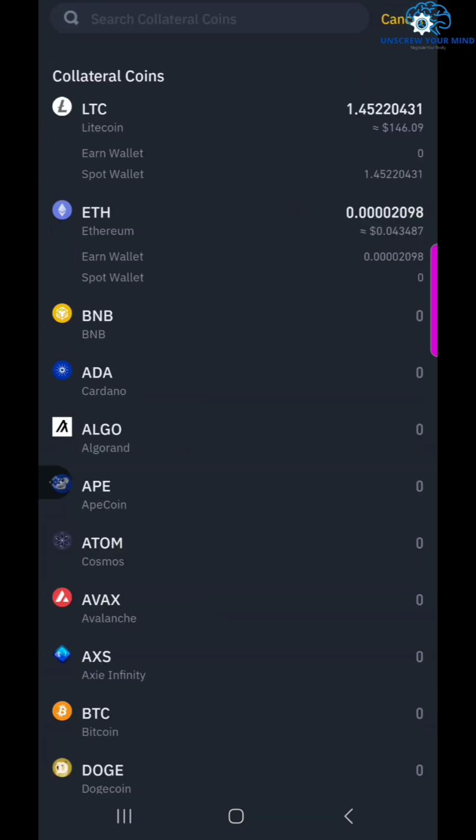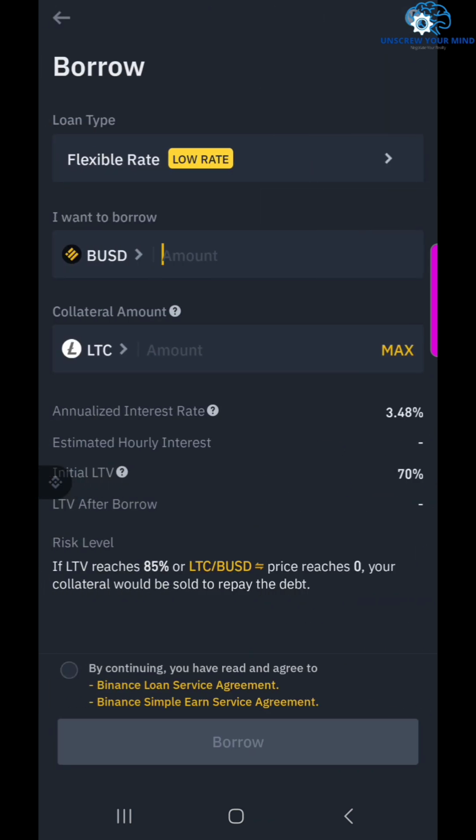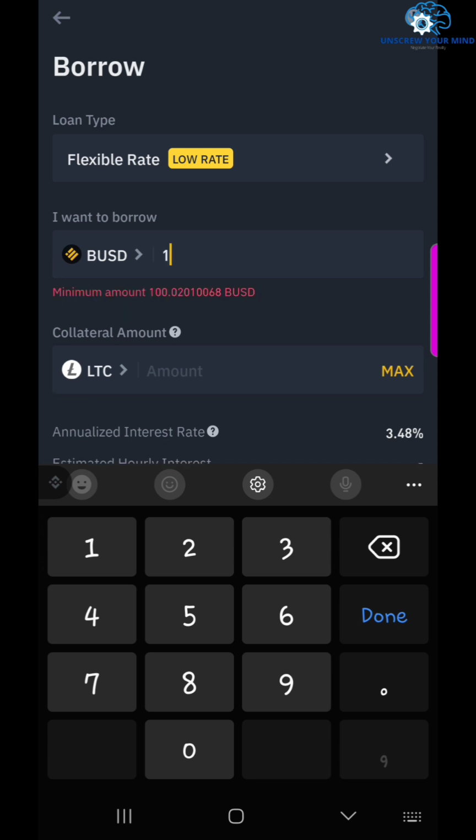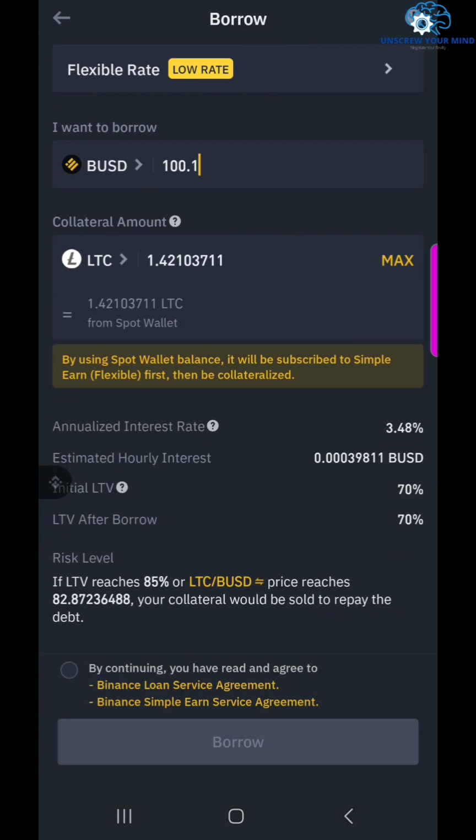So for me, I have Litecoin. That is the asset that I have in my spot wallet available for using as collateral. And then I'm going to input an amount here. And as you can see, they'll give you the minimum amount, which is 100.020100068 BUSD. So you cannot borrow anything below that. So if I input 100, that is still below the minimum amount I can borrow. So I can just say maybe 100.1, you know. And then it's telling me that it's going to use 1.42103711 as collateral from the balance that I have in my wallet. I have about 1.43 Litecoin, okay?